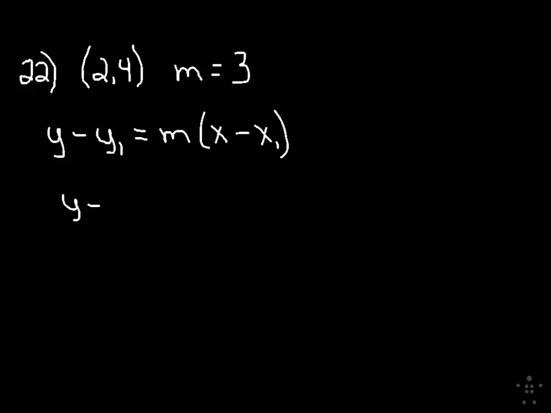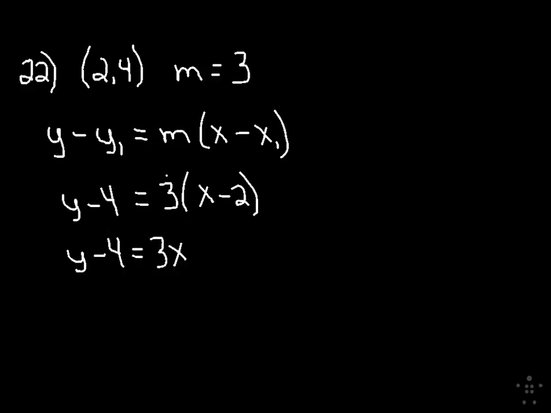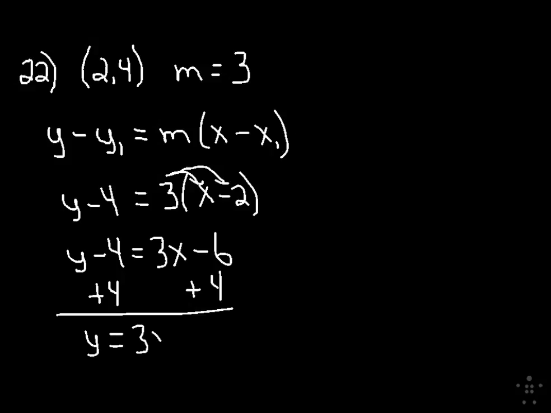So y minus 4 is equal to 3 times x minus 2. So y minus 4 is equal to 3x minus 6. Add 4 to both sides. You get y is equal to 3x minus 2. Now that's in slope-intercept form, but I'm supposed to put it in standard form. So I need my x and y's on the same side. So when I do that, I would subtract 3x from both sides.